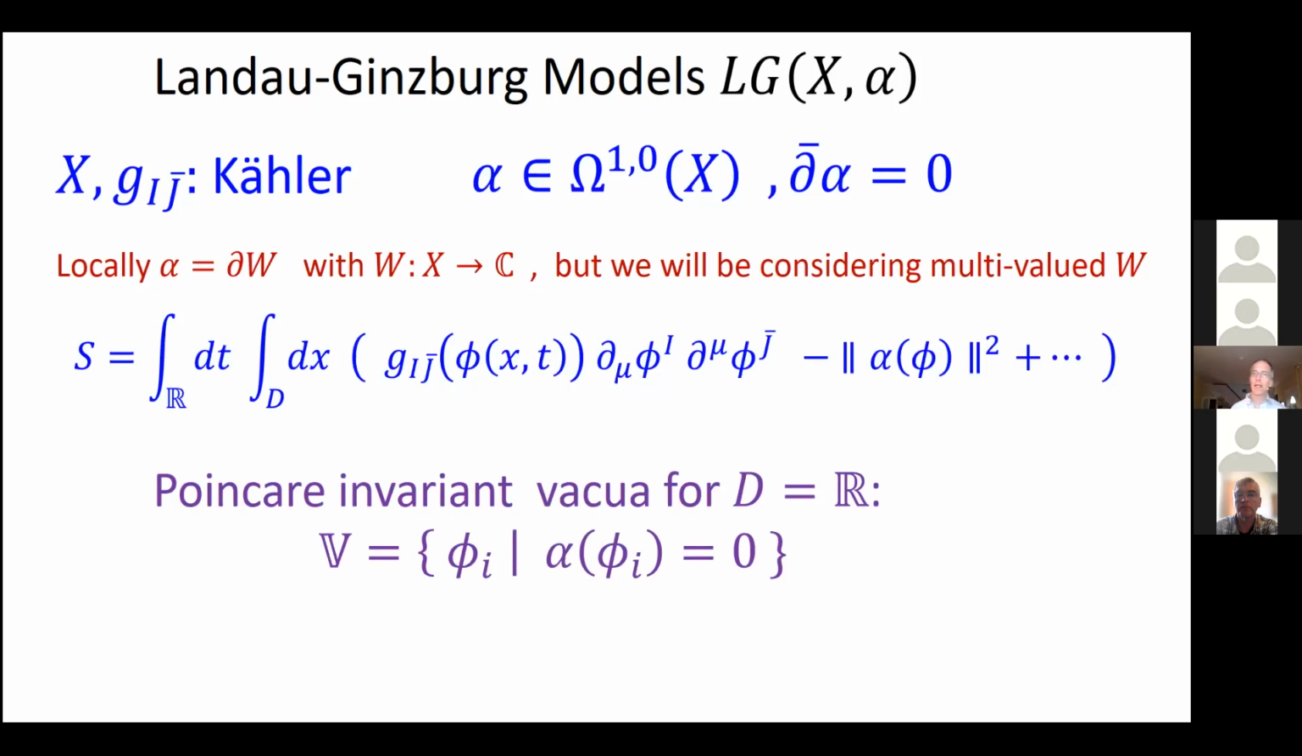At least classically, those would be the zeros of the potential energy, constant field configurations where the field phi^i is at a zero of alpha. So I'll call those the vacua. And because of supersymmetry, those are actually exact vacua of the quantum theory. Later on, we'll talk about branes, where the spatial domain is a half line.